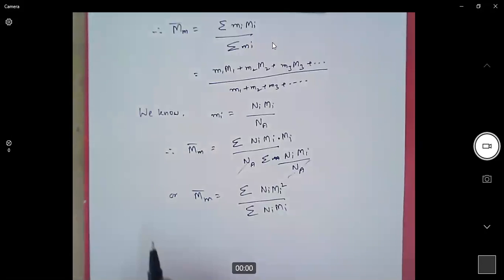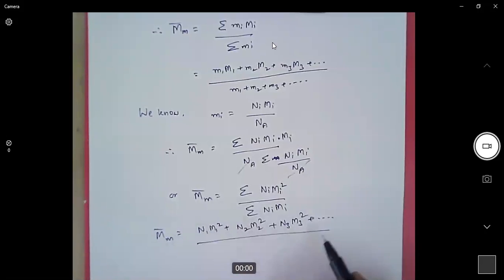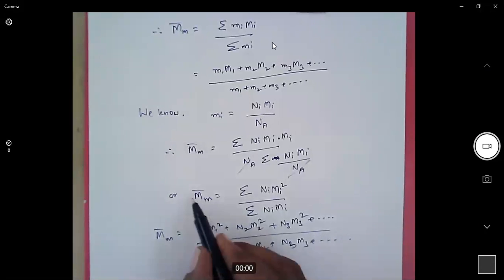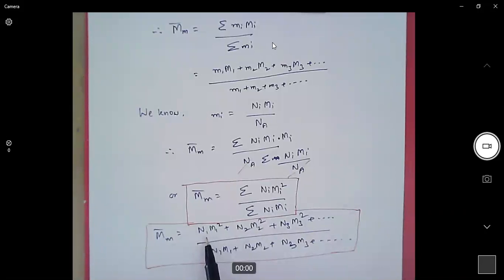Or we can expand it like in case of number average molar mass: N1 M1 square plus N2 M2 square plus N3 M3 square and so on, by N1 M1 plus N2 M2 plus N3 M3 and so on. So this is the formula for mass average molar mass. Yesterday we have seen one formula in terms of masses, and now we have converted mass average molar mass into numbers.